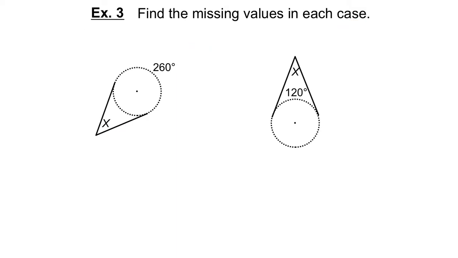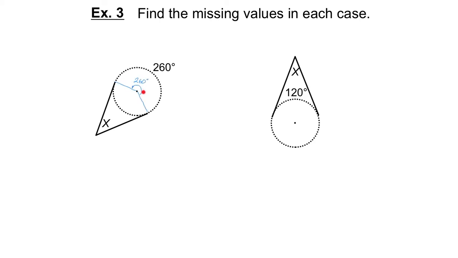Okay, moving along here, example 3, find the missing values in each case. The missing value is angle x in each case. Now, if you ever see a diagram drawn like this, you'll see 260 degrees here, but it's outside the circle. What is it referring to? This notation, if you ever see it, is referring to this angle right here.